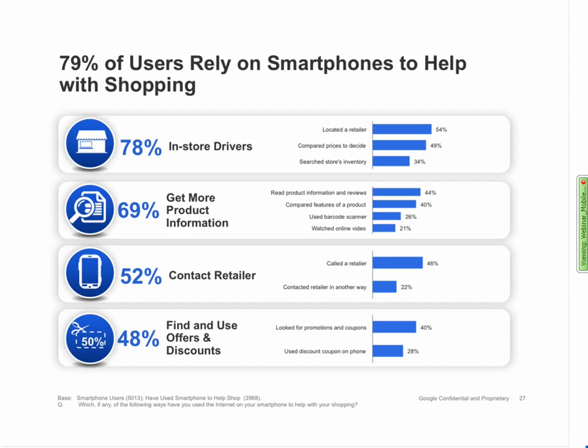Another really common usage of smartphones is to get more product information. 69% of smartphone users are doing this. And the most common things are obviously to read more, learn more about the product, to compare the features of the product. And some, 1 in 5, are actually watching online videos to learn about the product. Lastly, we've talked a lot about contacting retailers earlier, both in the local context as well as in the search context. In mobile shopping, about half of folks are also looking for the best deal. 48% are trying to find or use offers and discounts.